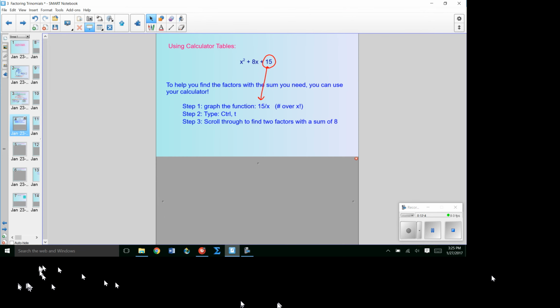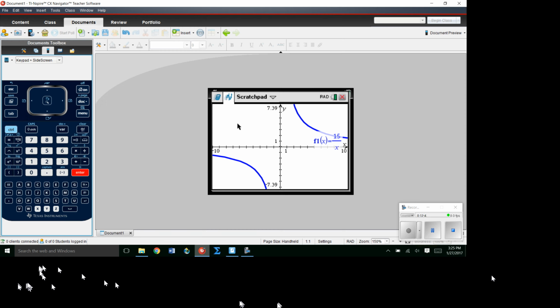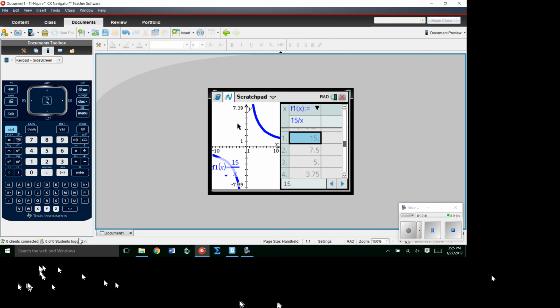Once you've done that, what we're going to do is pull up a table. And the way to do that is to type Control-T. And when you hit Control-T, this gives you a table of factors of 15. And the beauty of this is you can now scroll through and see here's one set of factors, 1 and 15, and you can just in your head add those up. 1 plus 15 is 16, so that's not going to give us the sum we need.